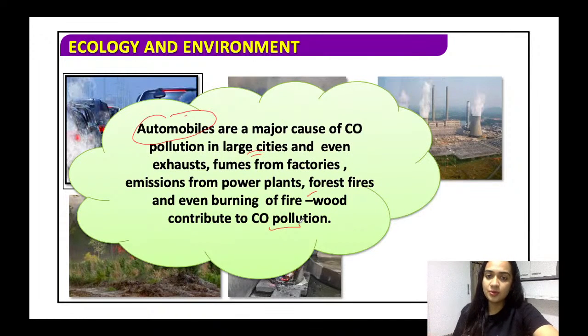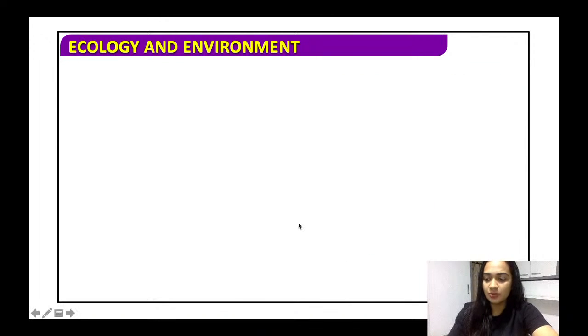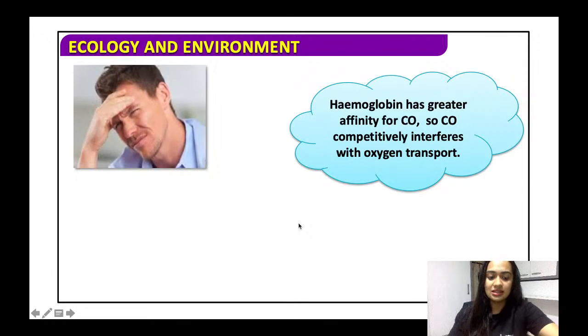So since this carbon monoxide is poisonous to us, all the automobiles, factories, even burning of the firewood, everything is leading to carbon monoxide pollution. And why is it very harmful or poisonous? Because hemoglobin has a greater affinity towards carbon monoxide. So what happens is that it will interfere in your oxygen transport.